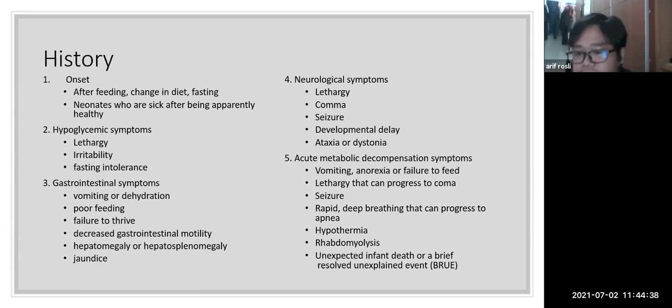A brief resolved unexplained event is an event where the infant is characterized by a marked change in breathing, tone, color, or level of responsiveness. Usually the duration is less than 1 minute, around 20 to 30 seconds, and then the infant returns back to baseline.